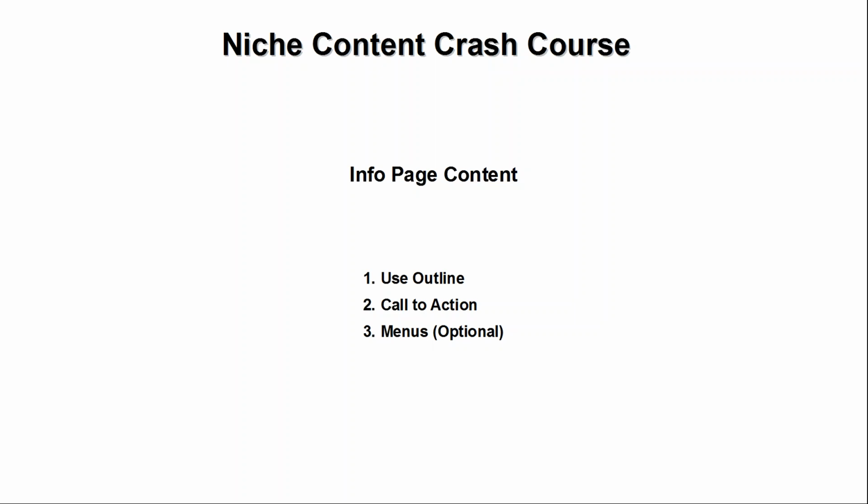So with that said, when you are creating the content for these informational pages, I'll be walking you through all this when I do the live demonstration here in just a few more minutes. To start, you simply use your outline. As I mentioned, you go through your outline using each subtopic as a header, and then you simply write some paragraphs of text down below that subtopic to explain it, to tell readers whatever you need to tell them about it.